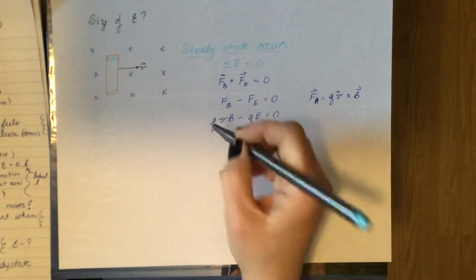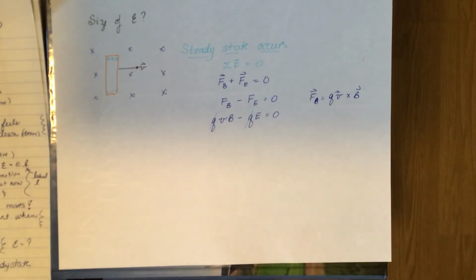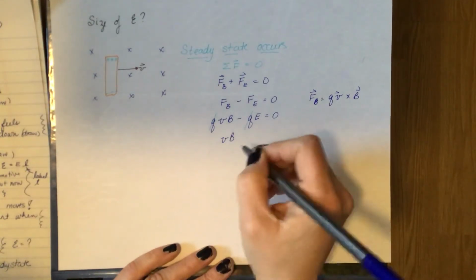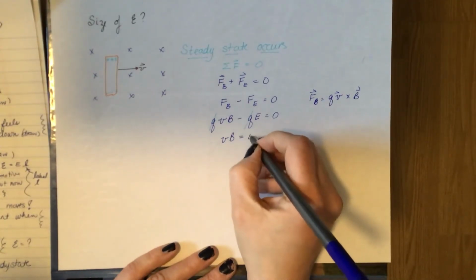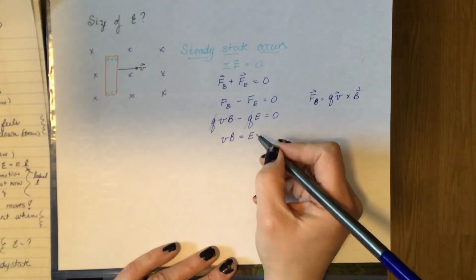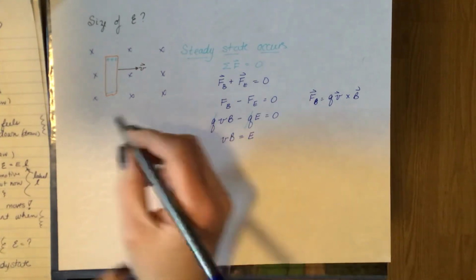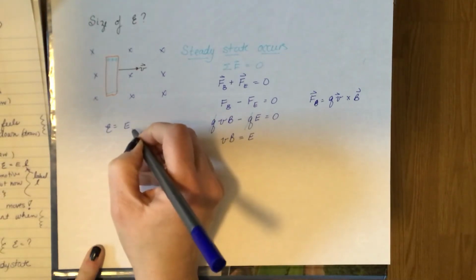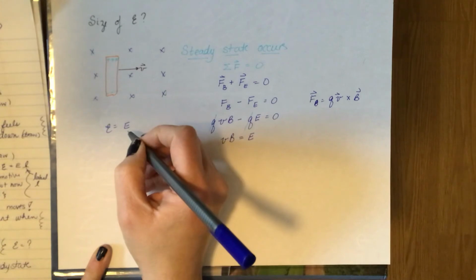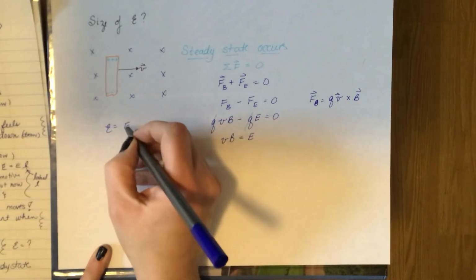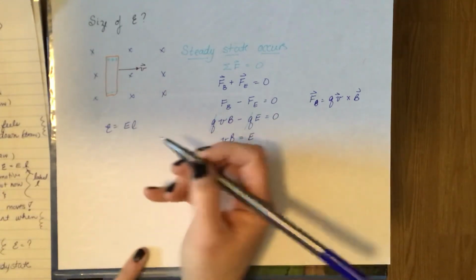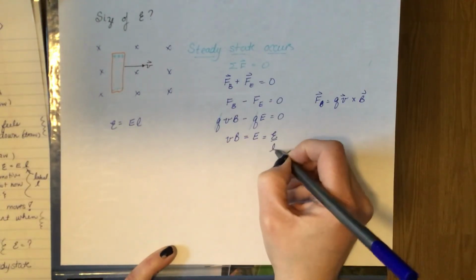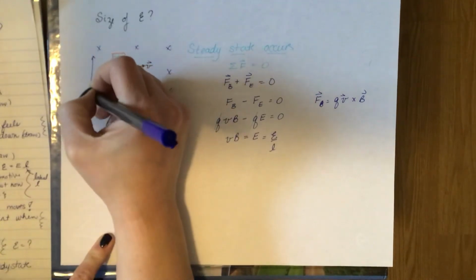What we notice here is that the charges cancel. So v times B, the speed of the bar times the magnetic field it's in, is equal to the electric field. But a moment ago, we said that the induced potential was equal to the electric field times the distance. Oh, electric field, yes. The induced potential is the field times the distance. So our electric field is our induced potential divided by the distance L, the length of that bar.